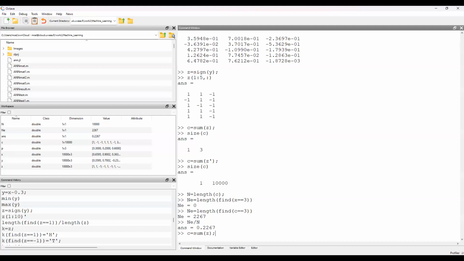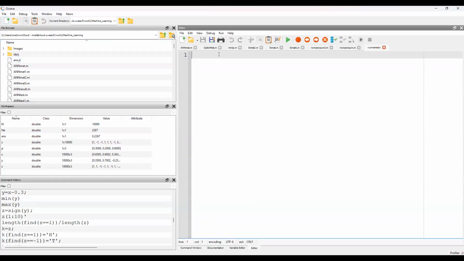For example, I can do it more. I can show you one thing here in Octave. It is very important to show. If you go to the upper left corner, you can generate a new script here. So instead of working in the command window, you can work in the editor here.